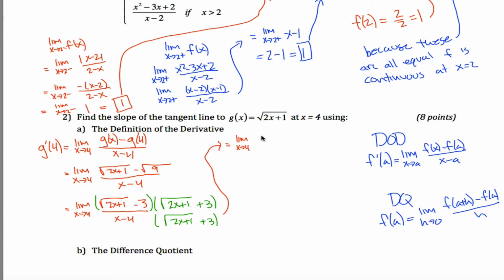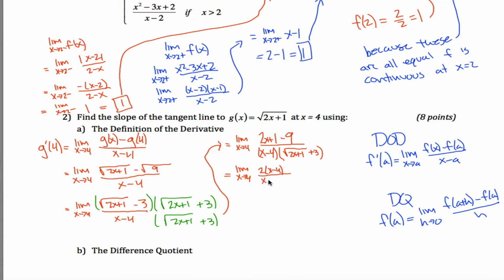if you FOIL out the numerator, you'll get 2x plus 1 minus 9. And in the denominator, you'll have x minus 4 times the square root of 2x plus 1 plus 3. Okay, so I got the limit as x approaches 4 of 2x plus 1 minus 9, which is 2x minus 8, which is the same as 2 times x minus 4.